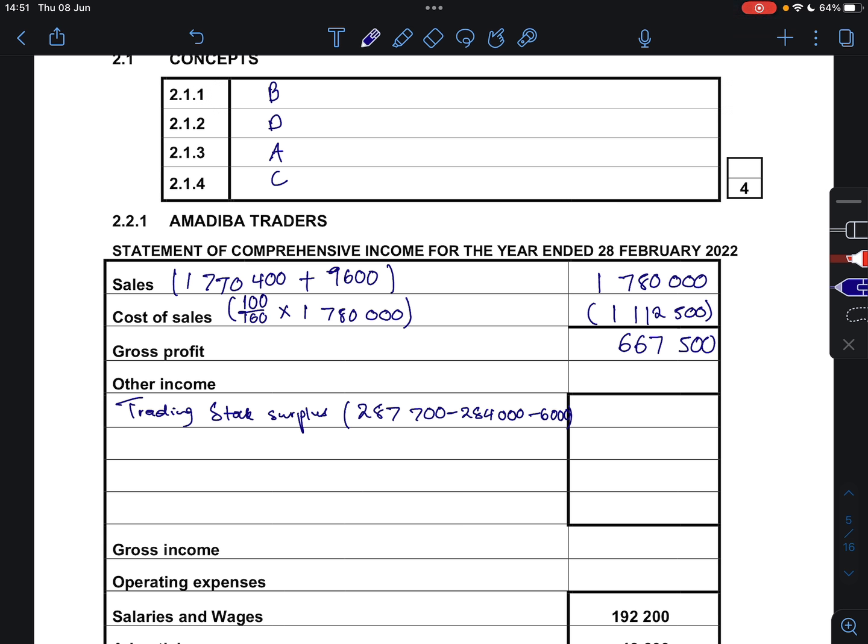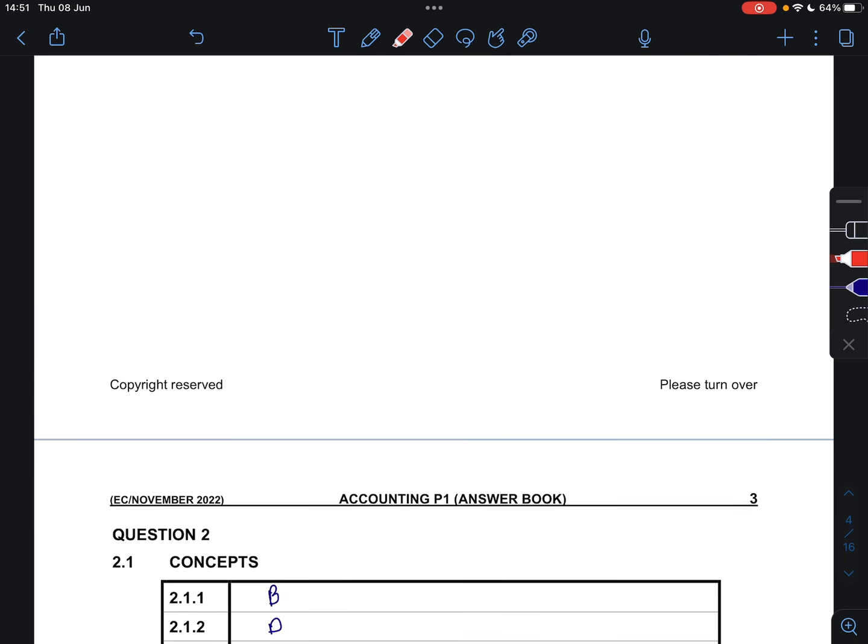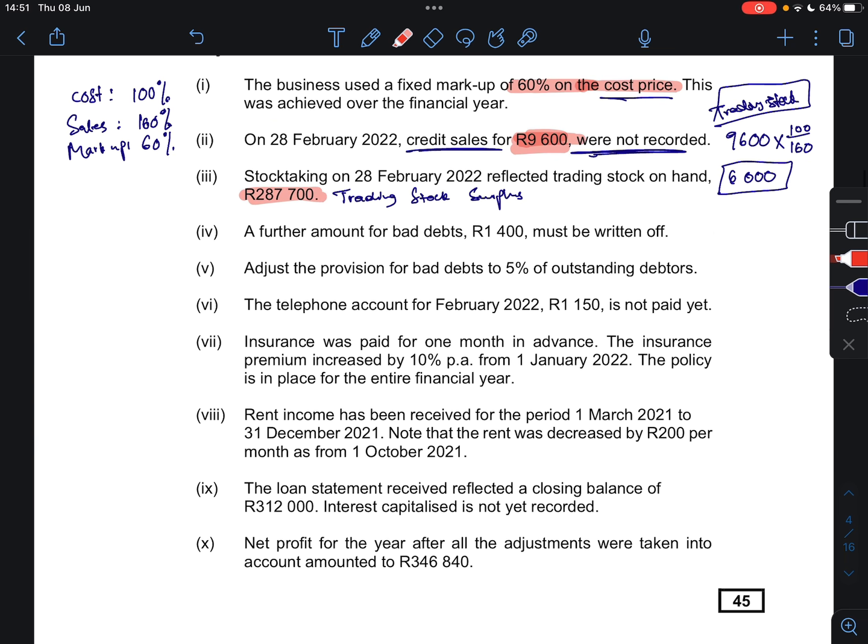Okay, it's 287,700 minus 284 minus 6,000, getting 9,700. Okay, let's bracket this too. Alright, so we have a trading stock deficit. Oh, trading stock surplus, sorry about that. And then we are moving on to our next adjustment, which is a further amount for bad debts. 1,400 must be written off.